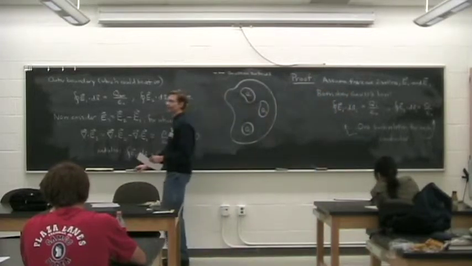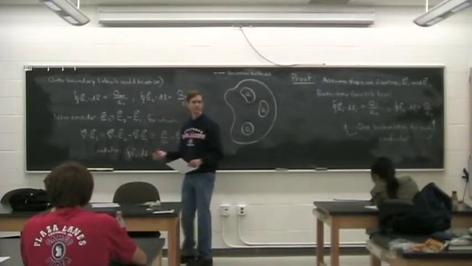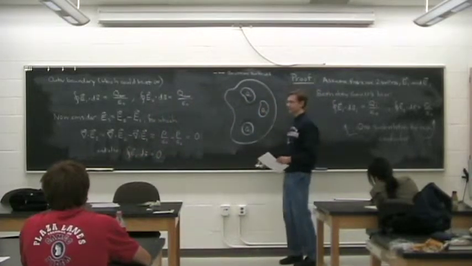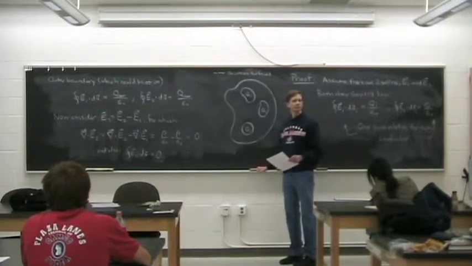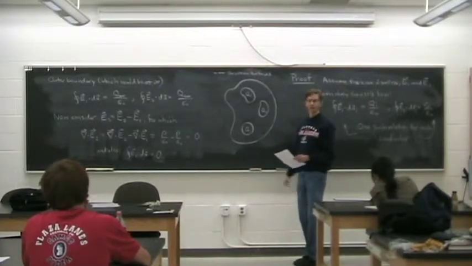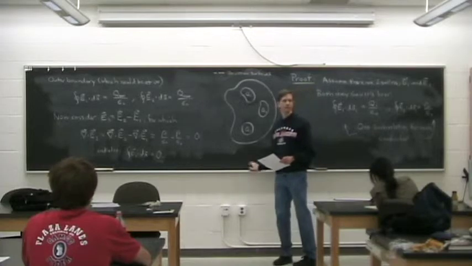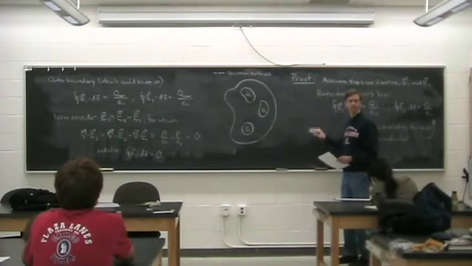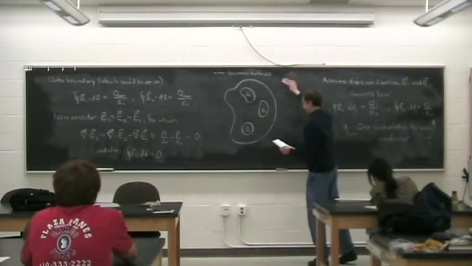For any of the surfaces bounding the conductors, E3 has 0 flux through them, because it's the difference of E2 and E1, and those both have flux Qi over epsilon naught. Okay. So, now what?